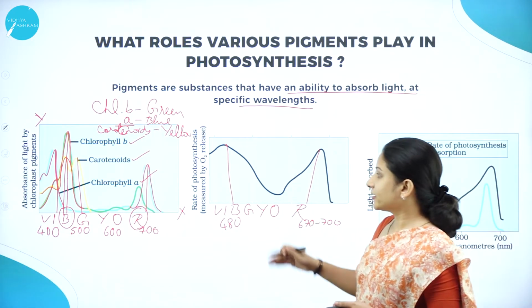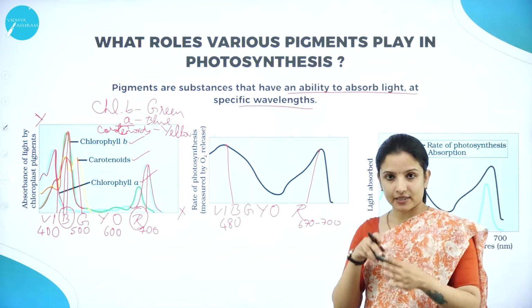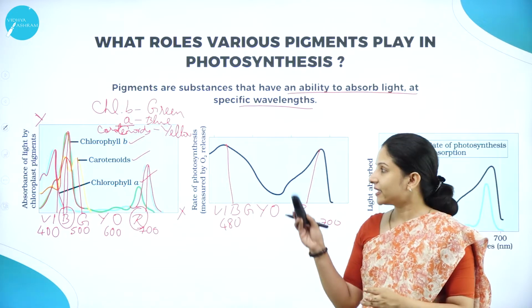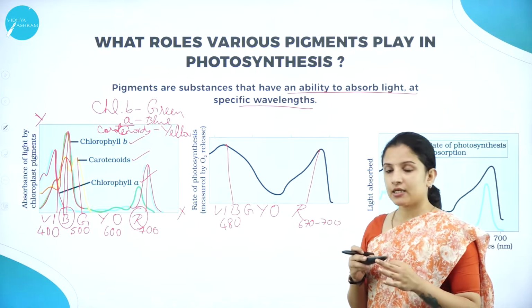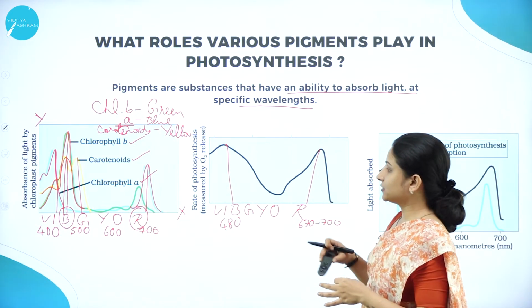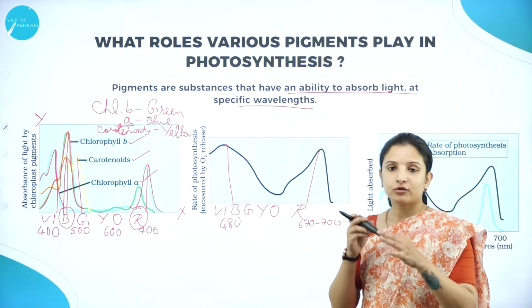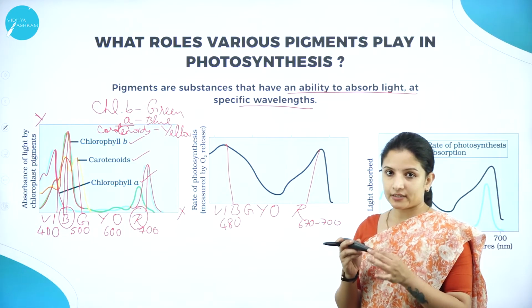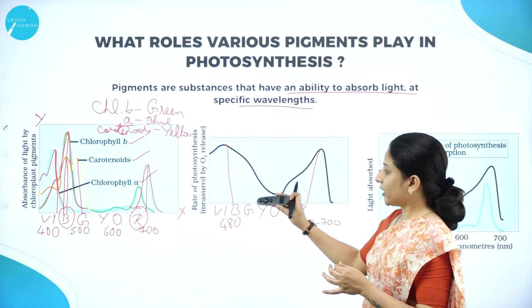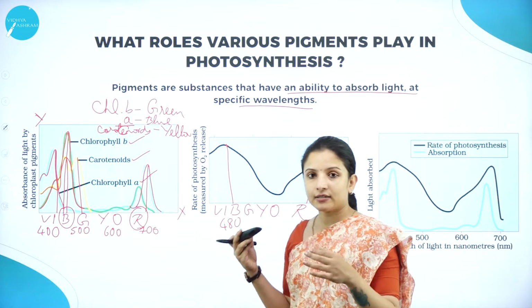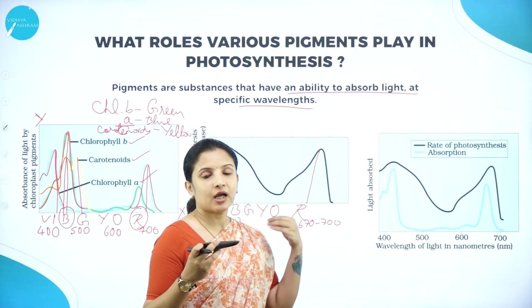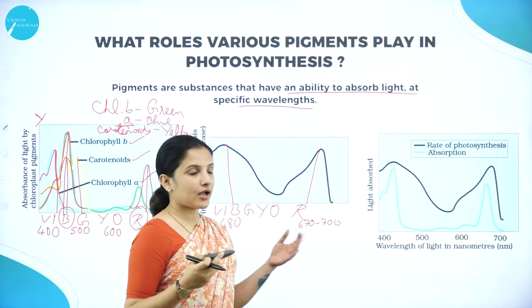So now they understood which pigment actually participates more in photosynthesis, that is chlorophyll A, because it has the ability to absorb the blue light and the red light. And now they also understood that because chlorophyll A has the ability to absorb blue light and red light, that is why it increases the rate of photosynthesis. Therefore, on the other hand, it increases the amount of oxygen that is released to the atmosphere.